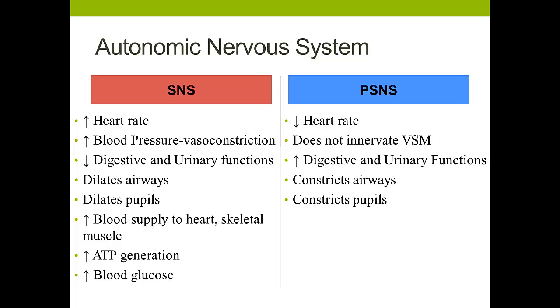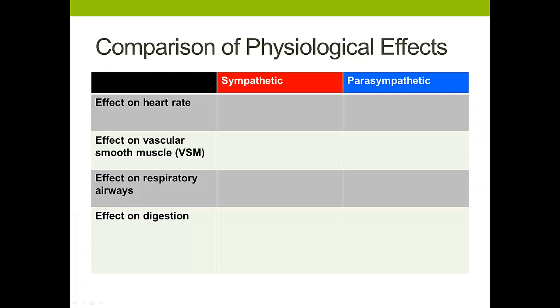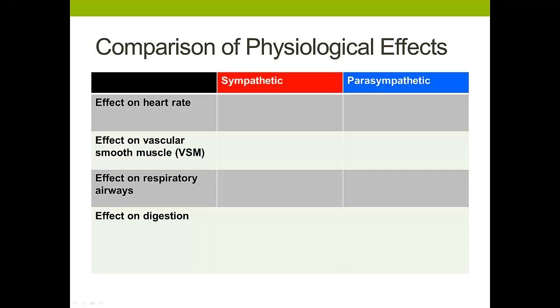If we compare the two divisions, we can see that the parasympathetic nervous system has many antagonistic effects, which are shown here surrounded in green boxes. This allows the parasympathetic nervous system to conserve the body's resources during the rest and digest phases. Let's finish our worksheet by comparing the physiological effects of the autonomic nervous system. You can now check your answers.